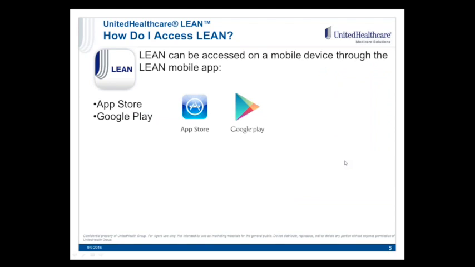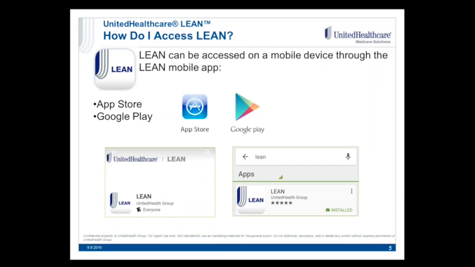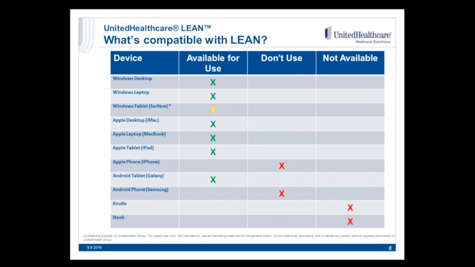How do I access Lean? Like I said, you can get there on a mobile device. How do you get the app? You go to your store, either your App Store or your Google Play Store, and you put in United Healthcare Lean, and this will pop up, and you just go ahead and click.